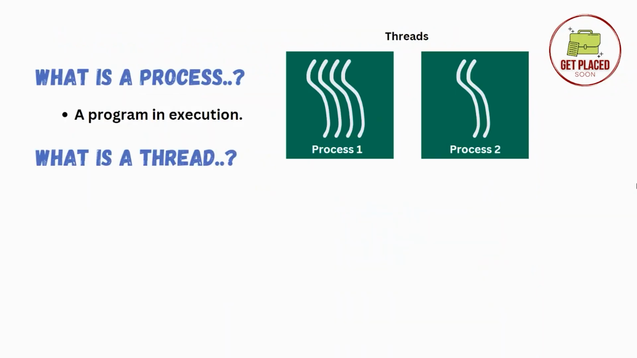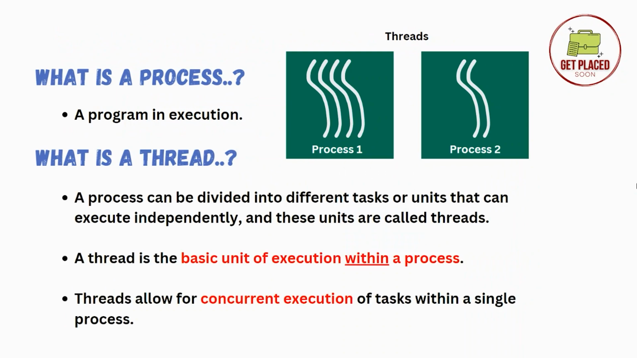So what is a process? Process is nothing but a program in execution. Here you can see a process can consist of as many threads it needs. So here in one example we have 4 threads. In the second process we have 2 threads. Now let's see the definition of thread.